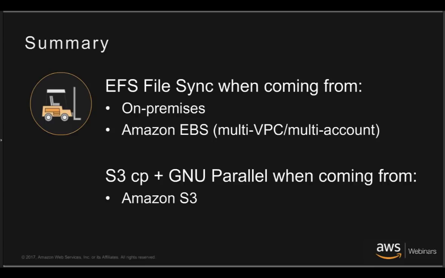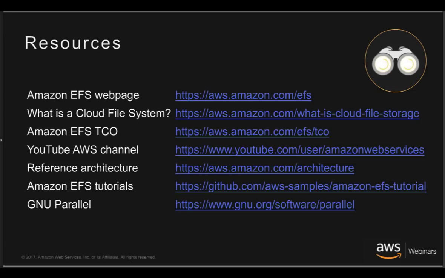Just as a quick wrap up, again, when you're copying from on-prem or within the cloud from, say, EBS, we want you to use Amazon EFS File Sync. If you're copying from S3 to EFS, we want you to use S3CP and GNU parallel. You're going to take advantage of this distributed data design of both systems.